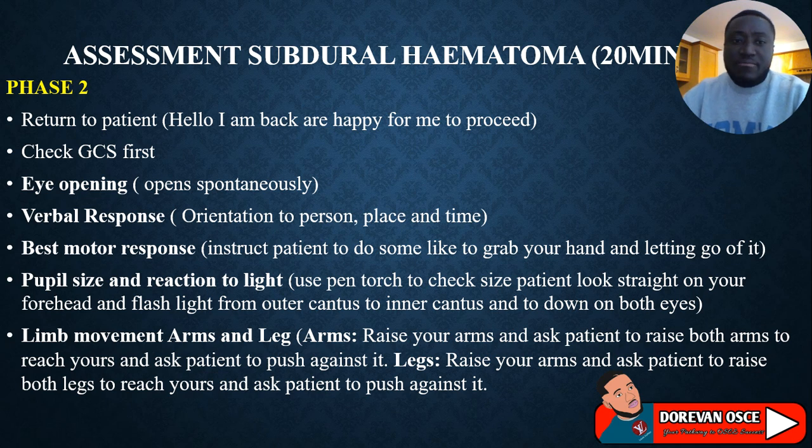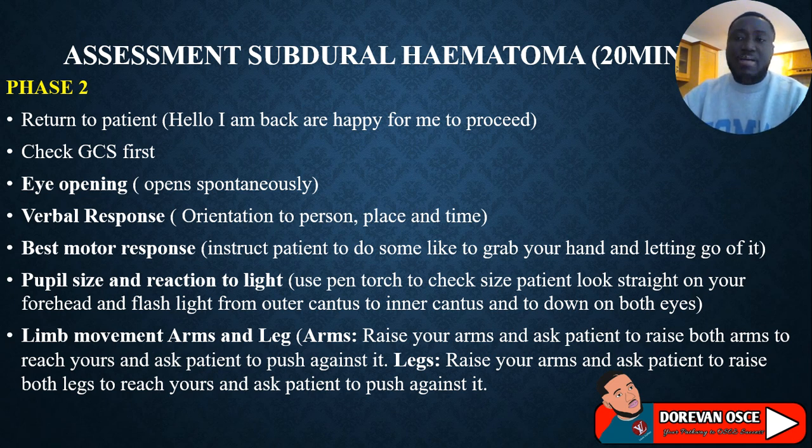So let's move to the limb movement. With the limb movement, you are checking whether the patient is able to move both upper and lower limbs. You, the nurse, raise your arms, and then you ask the patient to raise their arms as well and get to the level of your arms. Or you can apply pressure on the patient's arms, and the patient should try to resist you. While doing that, you'll be able to detect whether the patient has power in the upper limbs.